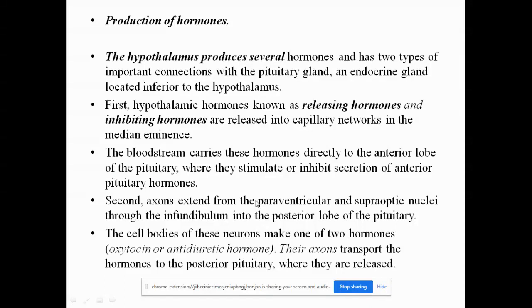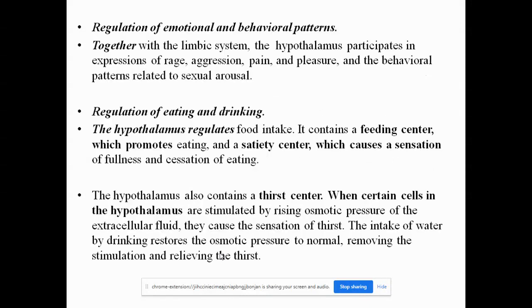The next one, the axons also extend from the paraventricular and the supraoptic nuclei, which we have seen in the picture, through the infundibulum into the posterior lobe of the pituitary, where the cell bodies of these neurons will make two important hormones called oxytocin and the antidiuretic hormone. Oxytocin is involved in the contraction of the muscles in the uterus, and antidiuretic hormone is important in the maintenance of the water volume in the body. So their axons transport these hormones to the posterior pituitary, where they are released.